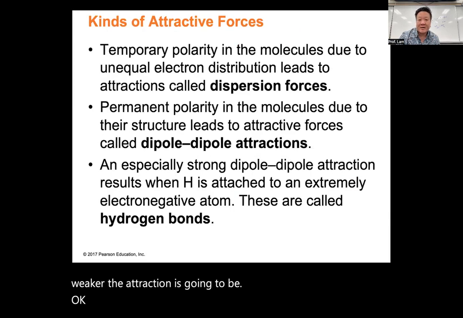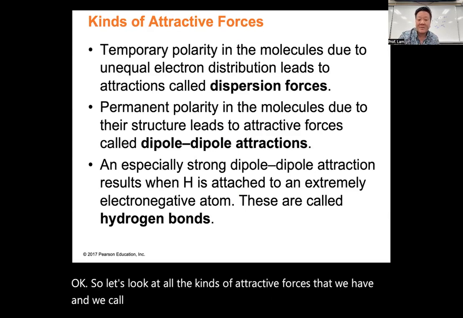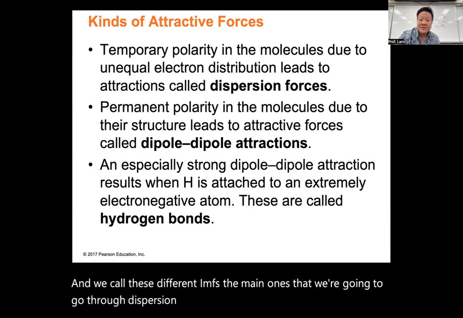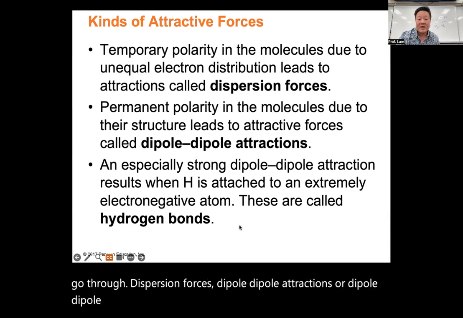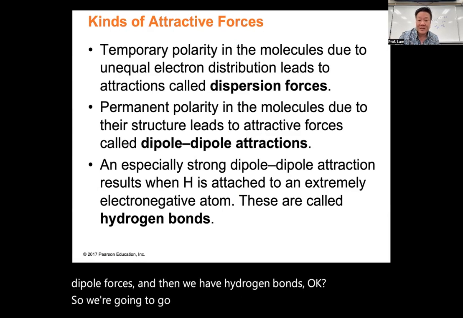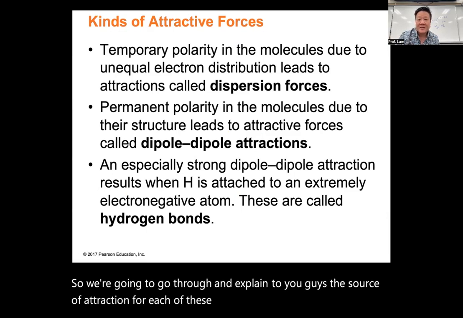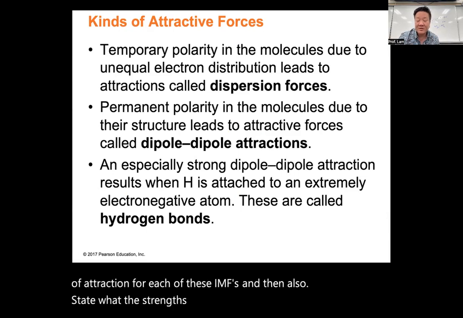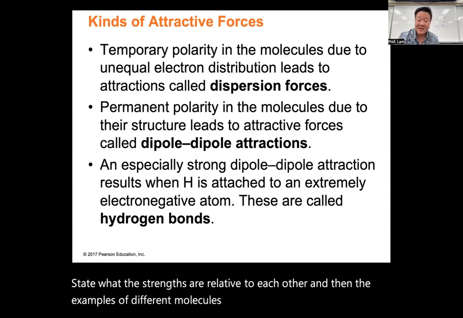Okay, so let's look at all of the kinds of attractive forces that we have. And we call these different IMFs. The main ones that we're going to go through: dispersion forces, dipole-dipole attractions, or dipole-dipole forces, and then we have hydrogen bonds. Okay. So we're going to go through and explain to you guys the source of attraction for each of these IMFs, and then also state what the strengths are relative to each other, and then the examples of different molecules that have these IMFs.